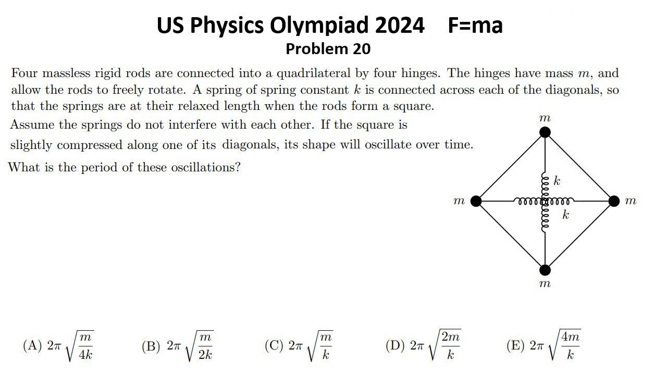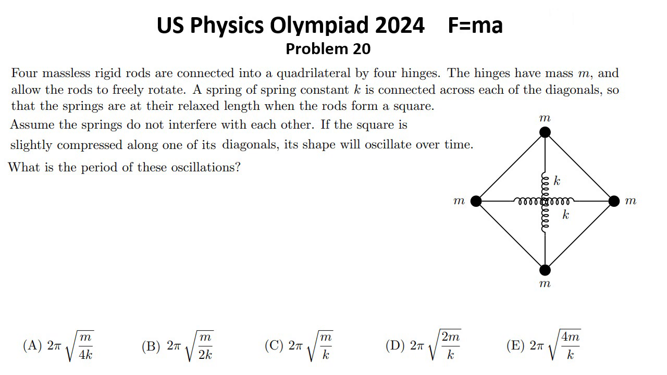Problem number 20. Four massless rigid rods are connected into a quadrilateral by 4 hinges. The hinges have mass m, and allow the rods to freely rotate. A spring of spring constant K is connected across each of the diagonals, so that the springs are at their relaxed length when the rods form a square. Assume the springs do not interfere with each other.